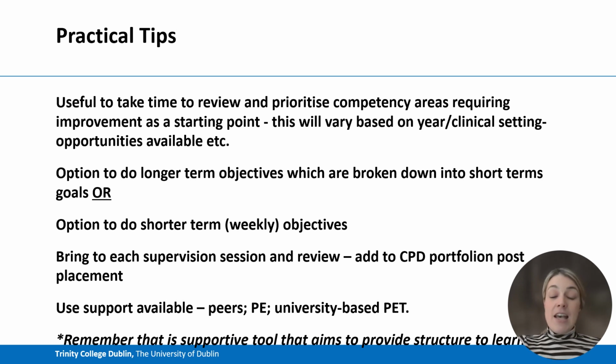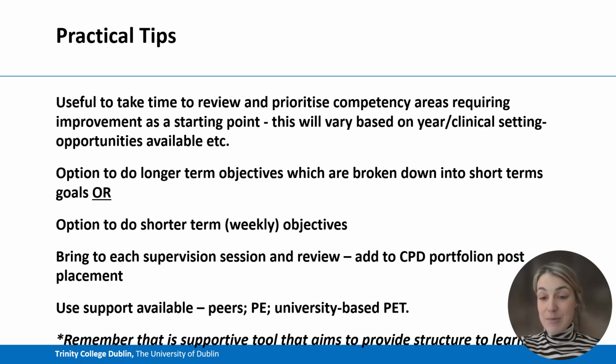We're asked this question all the time, but it is an option to do longer term objectives, which are broken down into short term goals. Absolutely an option. Another option is to do short term weekly objectives, which some students find much easier. So it will be very much dependent on your personality type, your learning style, the teaching style of the practice educator, and what fits in terms of the structure of the learning contract.